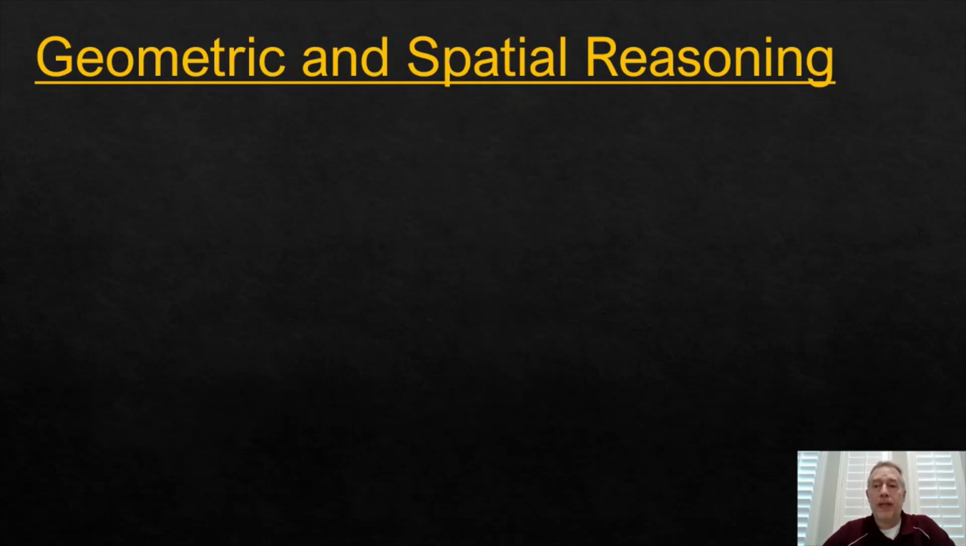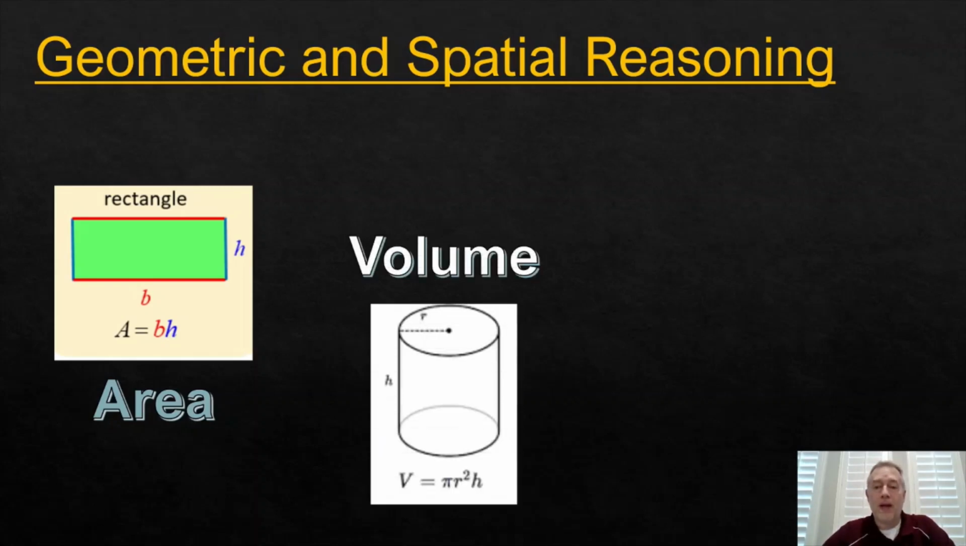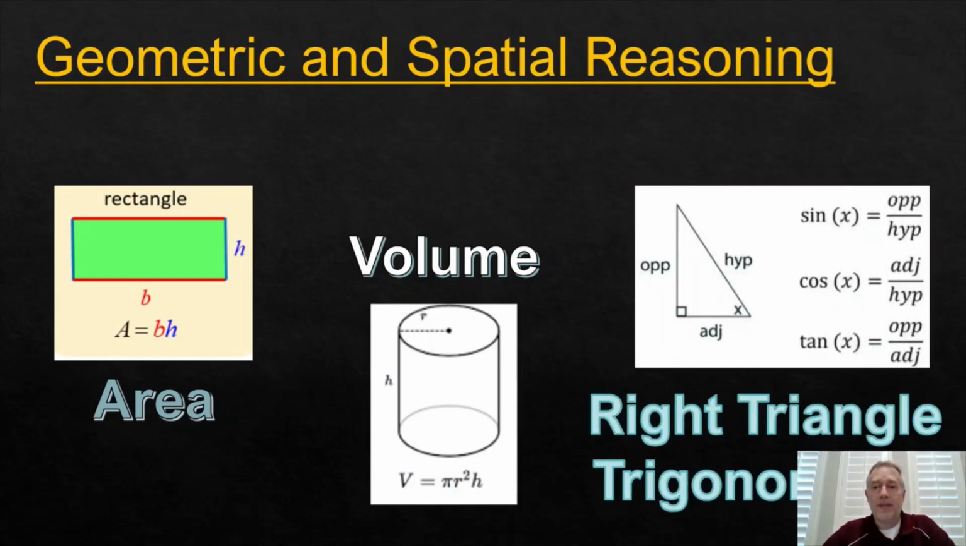Geometric and spatial reasoning is all about knowing how to apply formulas. Most of the time they will give us our formulas like this. Area of a rectangle is base times the height. Or the volume of a cylinder is pi times r squared h. You know what? But this also is going to involve your right triangle trigonometry.